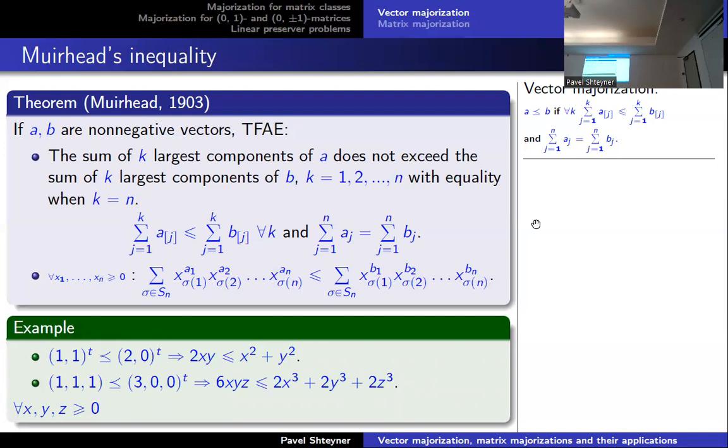So we have vector (1, 1) majorized by vector (2, 0). Let's check the definition: the total sums are equal, and the maximal element here is 2 and here is 1. So the majorization holds by definition. What it means in terms of numerical inequality is that 2xy doesn't exceed (x+y) squared, and this holds for any non-negative numbers x and y. It's a polynomial.